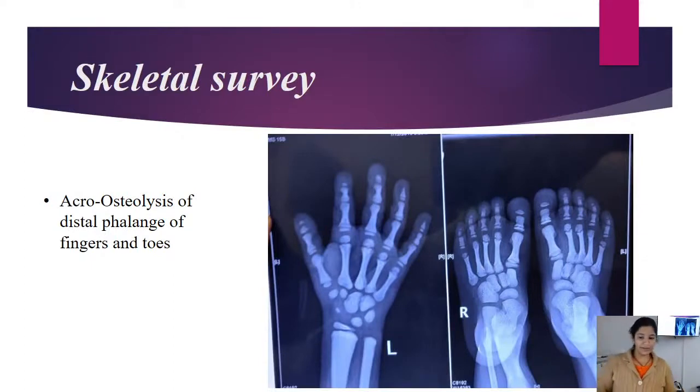Good afternoon, everyone. I shall be discussing the skeletal survey for this patient. As we first see through the frontal radiographs of the left hand and bilateral feet, we see that there's a diffuse increased density with obliteration of the medullary canal. There is non-visualization of the distal aspect of the distal phalanges, which is suggestive of acro-osteolysis.